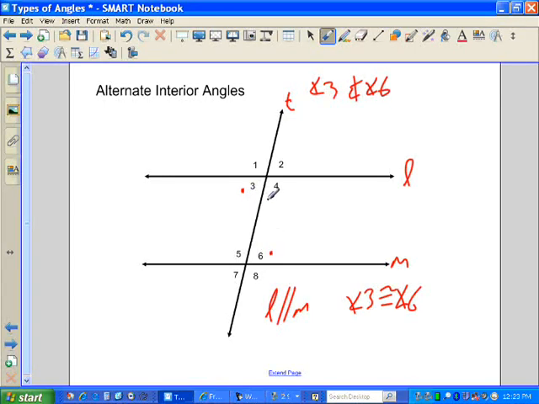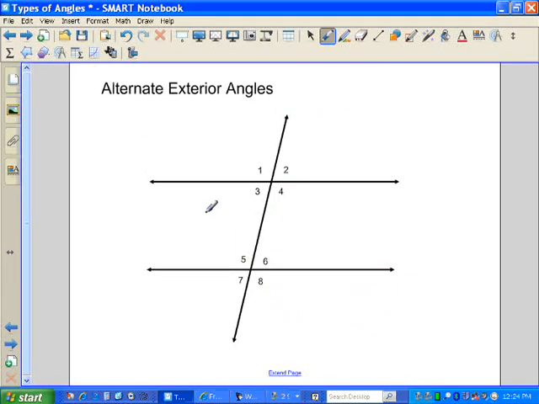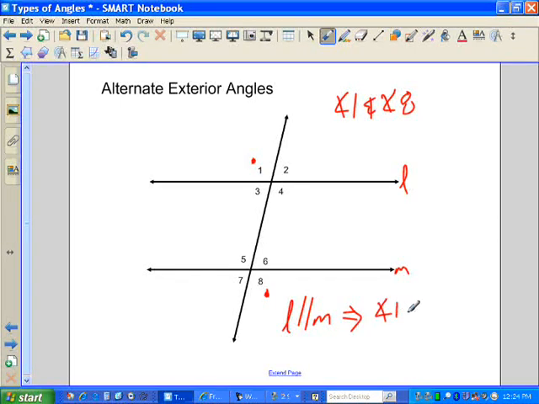Angle 3 is congruent to angle 6. Angle 4 is congruent to angle 5 in this case. Okay? Alternate exterior angles, not a big leap there, 1 and 8. Angle 1 and angle 8 are alternate exterior angles. And again, same reason, alternate because they're on opposite sides of the transversal, exterior because they're outside. Same story, if L is parallel to M, that means that angle 1 is congruent to angle 8.